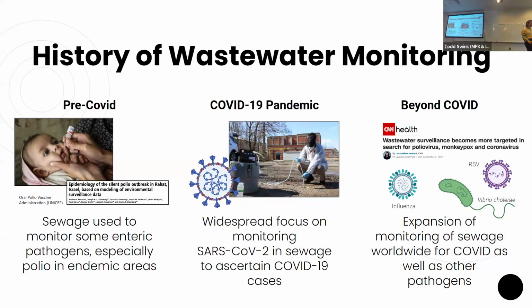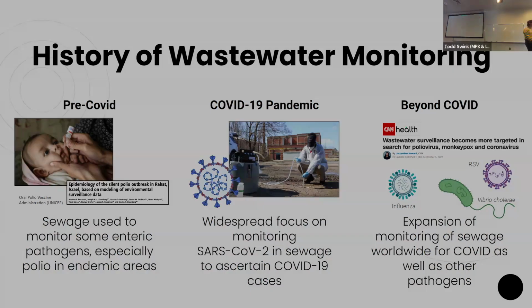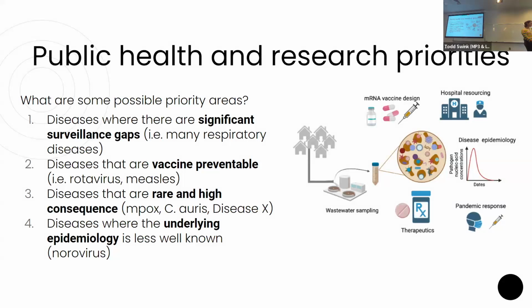And so there are so many more things that we're doing now, partly because our technologies to do that molecular testing have improved and given us a lot more opportunities. Some of the priority areas that we look at are diseases where there are significant surveillance gaps. So that's true for many respiratory diseases, diseases that are vaccine preventable, so rotavirus or measles, where there might be some vaccination campaign action that could be taken with information from wastewater.